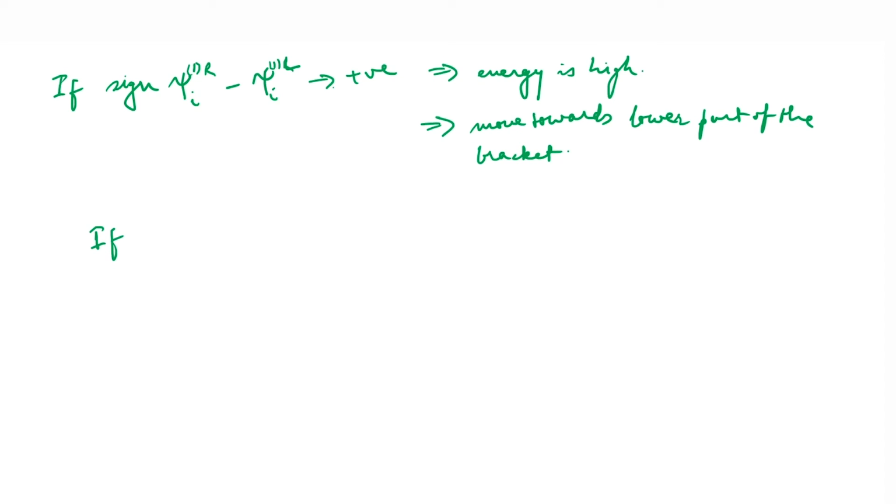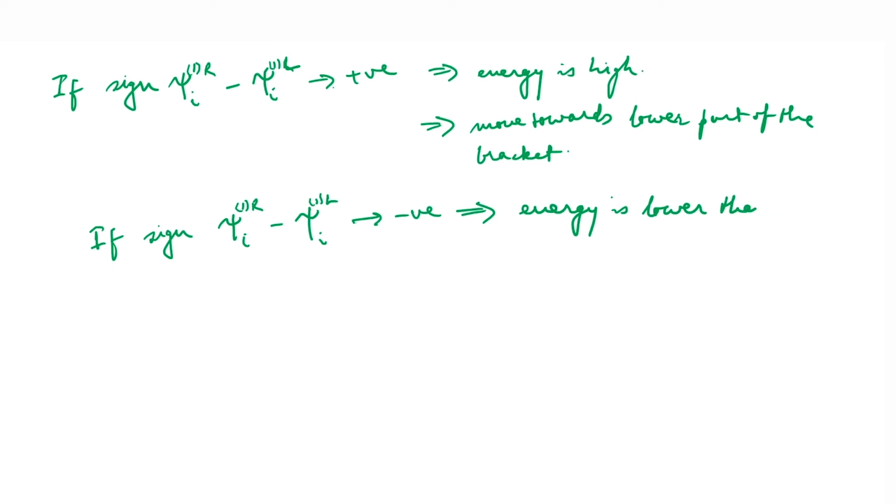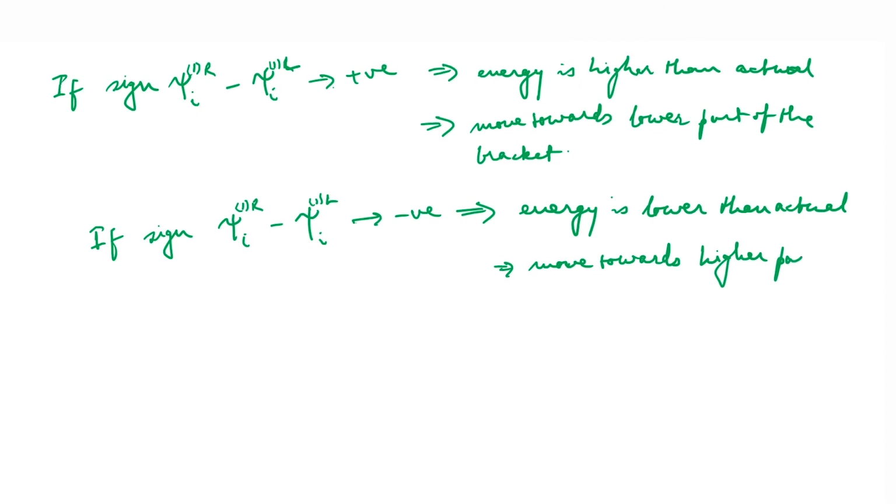If the sign of psi 1 r I minus psi 1 L I is negative, this implies the energy is lower than actual. The earlier case was higher than actual. Then what we do is move towards the higher part of the bracket, and we repeatedly go on doing this till we reach convergence. Now, so far so good.